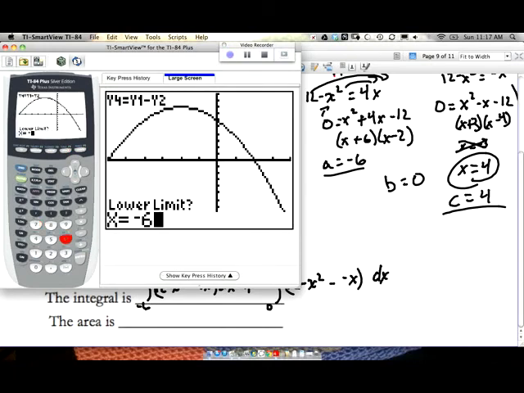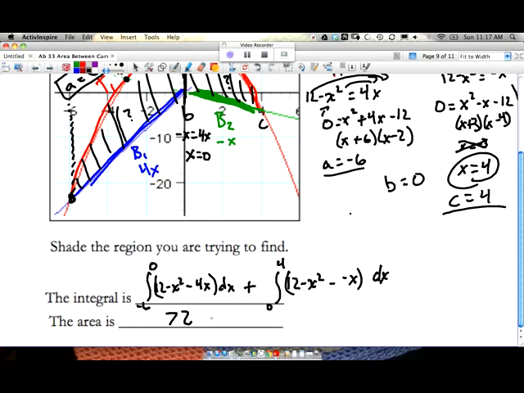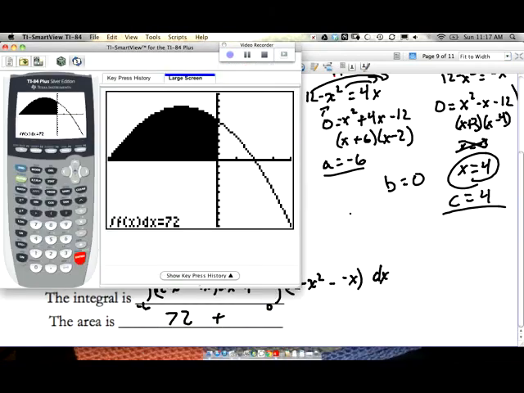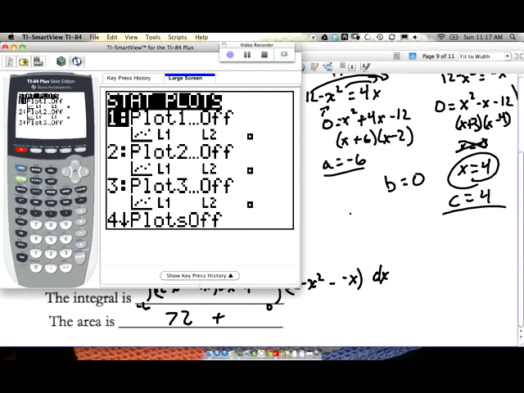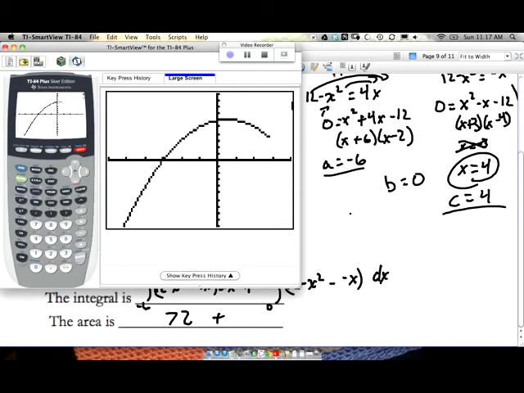Second, calculate, number 7. We start out at -6, we work our way up to 0, and we get 72. That's a nice round number. 72 plus, let's find the other one. Now I'm going to switch around, which means I'm going to turn off this red minus blue, and we're going to go to red minus green. And this time we're going to go from 0 to 4.